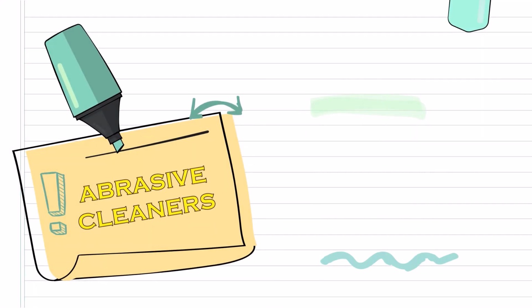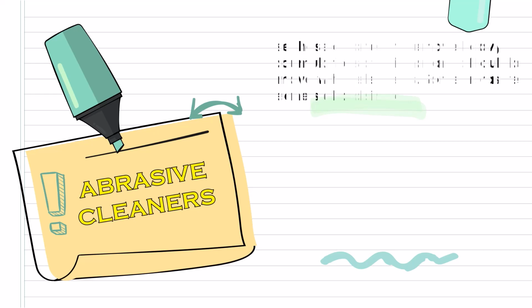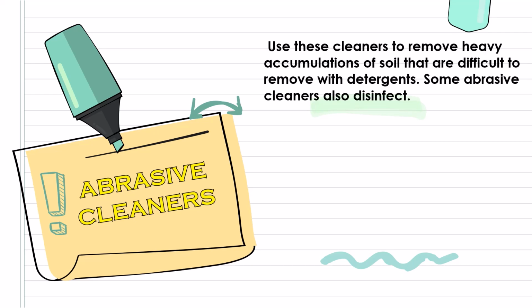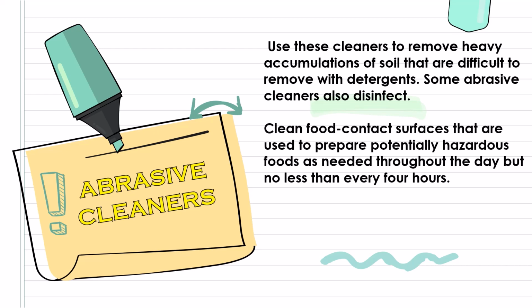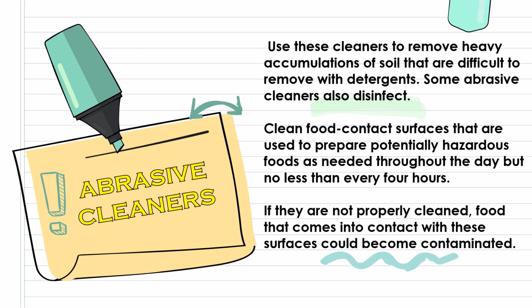The last category is abrasive cleaners. Use these cleaners to remove heavy accumulations of soil that are difficult to remove with detergents. Some abrasive cleaners also disinfect. Clean food contact surfaces that are used to prepare potentially hazardous foods as needed throughout the day but no less than every 4 hours. If they are not properly cleaned, food that comes into contact with the surfaces could become contaminated.